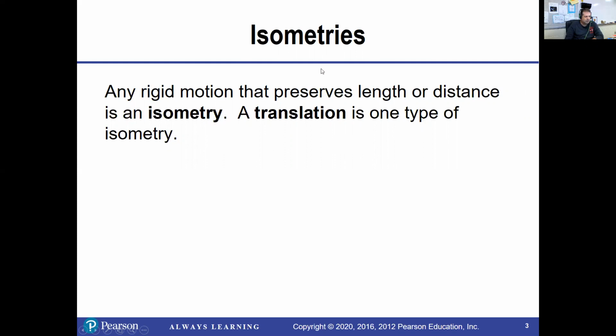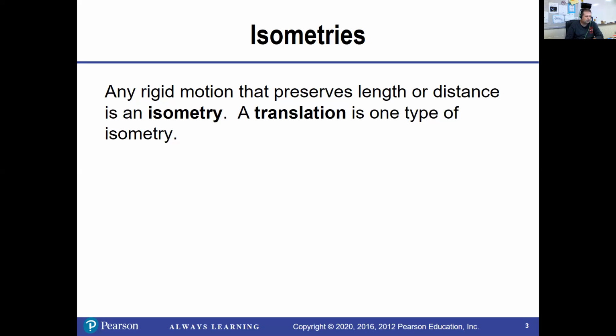All right, so we're going to talk about what an isometry is. It says any rigid motion that preserves length and distance is an isometry. A translation is one type of isometry. So we're going to be talking about moving figures around. Those are transformations. Certain transformations do not change size, how big the figure is. It keeps size and shape. In other words, the figure stays congruent. It just moves. And those are isometries.